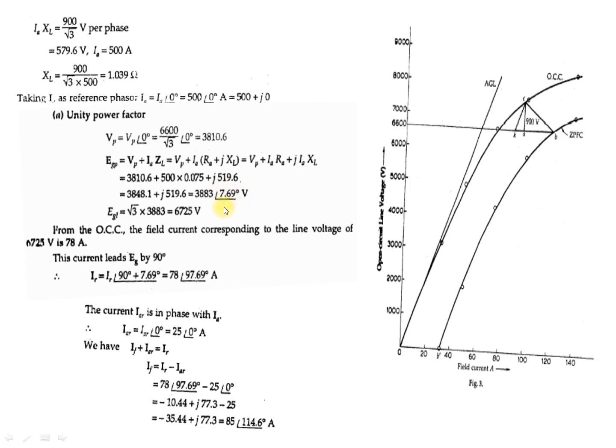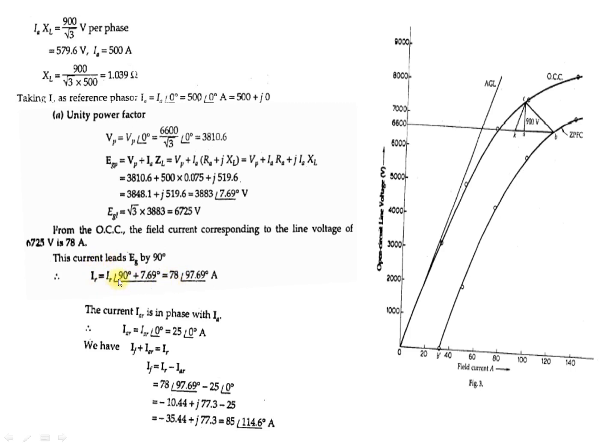Just note that this particular angle is the current which is leading, which is also an addition of 90 degrees. So we need to have that current as a projection to this particular EG. We need to take that point over this open circuit characteristics. So we have to find the 3883 line on this OCC curve, get the perpendicular projection, and we will get that IF as 78.